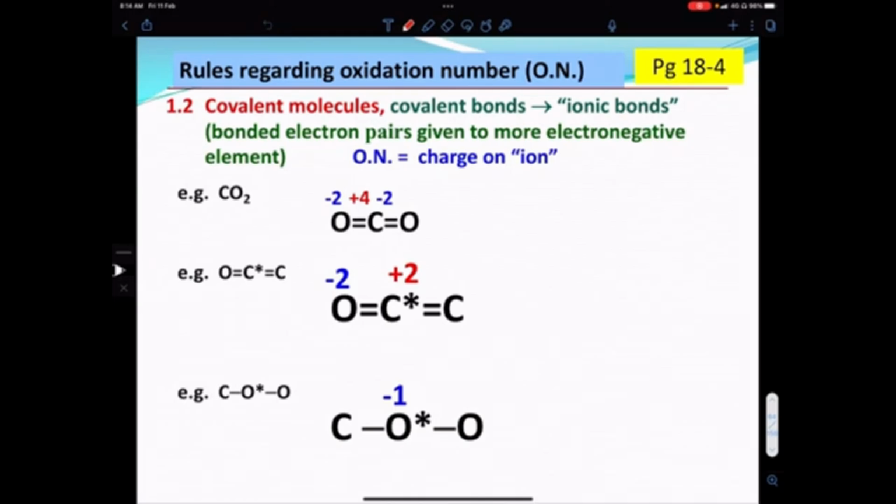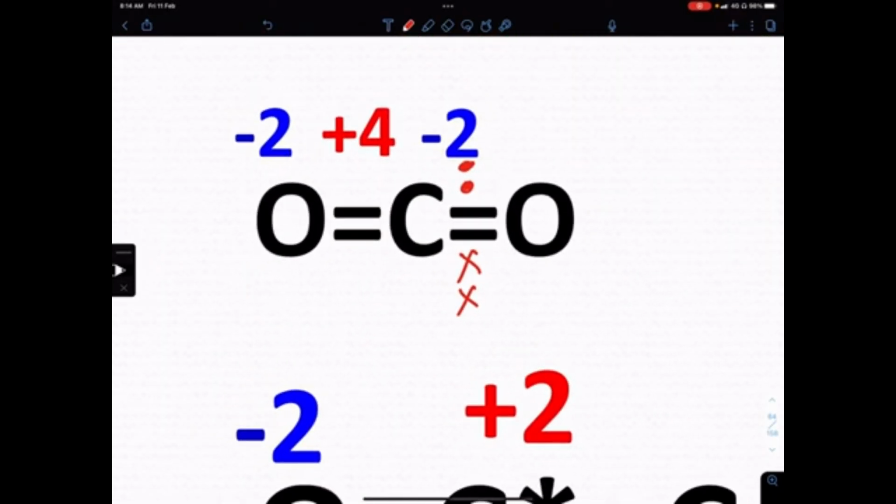We are now exploring the rules regarding oxidation number involving covalent molecules. So we will start off with carbon dioxide, keeping in mind the three most electronegative elements are fluorine, oxygen, and nitrogen. If you take a look at carbon dioxide, you see that each carbon and oxygen shares a total of 4 electrons per bond. So you might want to draw the 4 electrons between carbon and oxygen.